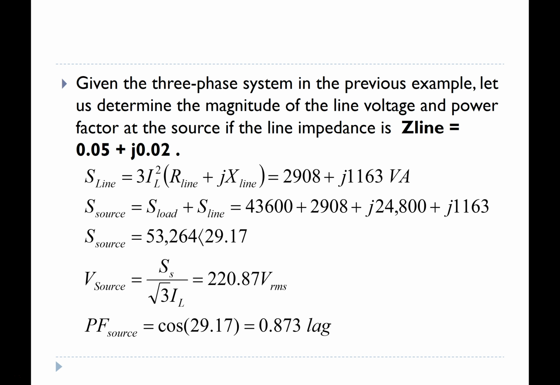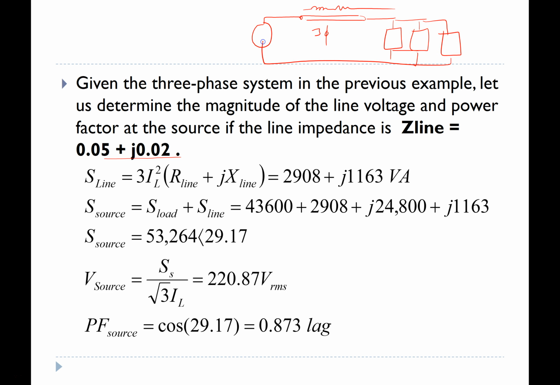Third example, using the same three-phase system, assume now we have a line and the line impedance is given here, and find the source power factor and the source voltage. So we have a source and we have a three-phase line here now with some inductance, which is some RL circuit, and it is connected to the same three loads.